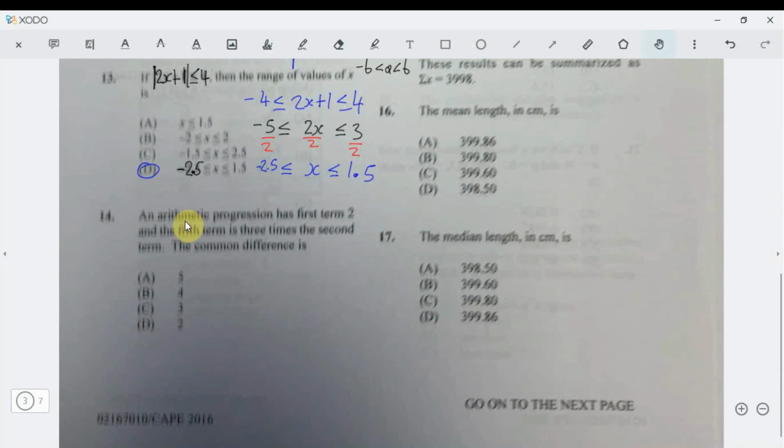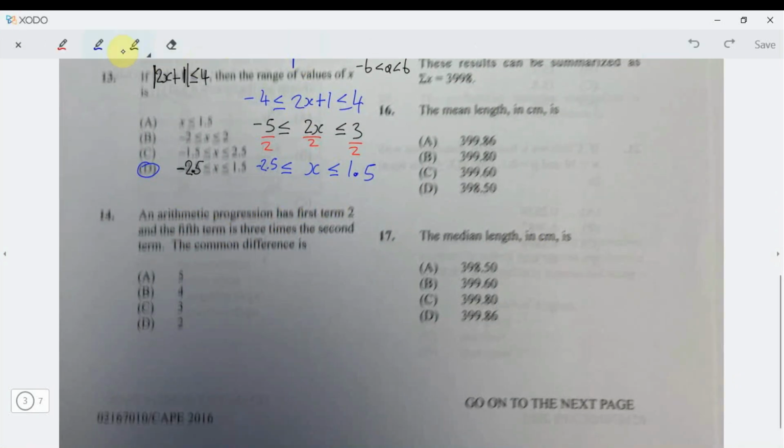All right, now question 14. It says an arithmetic progression has a first term of 2. So the first term a equals 2, and it says the fifth term is 3 times the second term. Remember, the second term, let's call it t2, is equal to a plus d, the first term plus the common difference. Then the fifth term is a plus 4d, and the first term is 2. If you're wondering where I get this formula from, remember the nth term of any arithmetic progression is a plus n minus 1 times d. So we plug in n as 2 to get t2, and we plug in n as 5 to get t5.